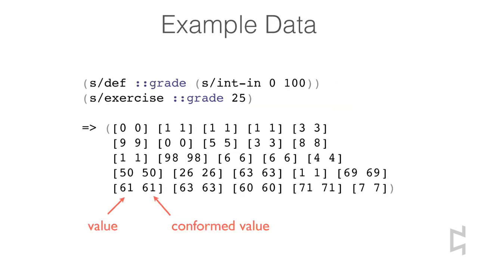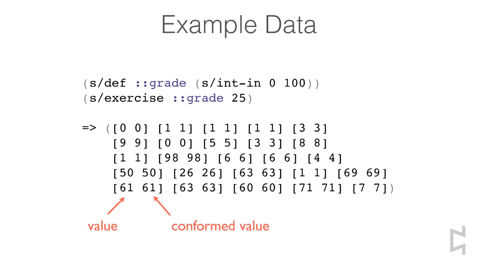Also with the spec, you can exercise a spec and generate data. So given a spec here, I'm specifying that grade is an integer in the range of 0 to 100, and then I ask Clojure to exercise grade for me. Take grade out and walk it around the neighborhood. I'm asking for 25 values, and I'll get back 25 values. Why do these values come back as tuples? Because the first thing in the tuple is generated data that matches the spec, and the second item in the tuple is the conformed value.